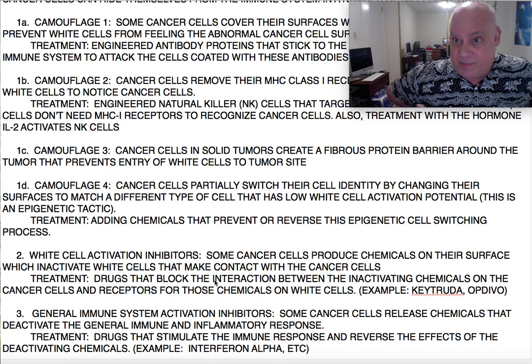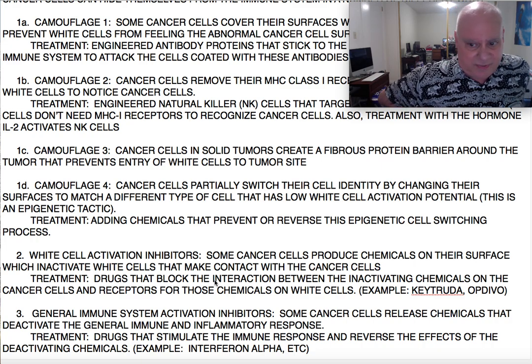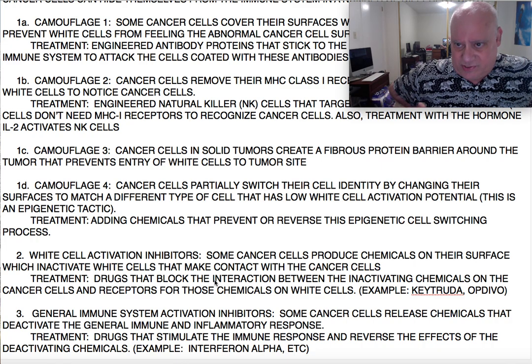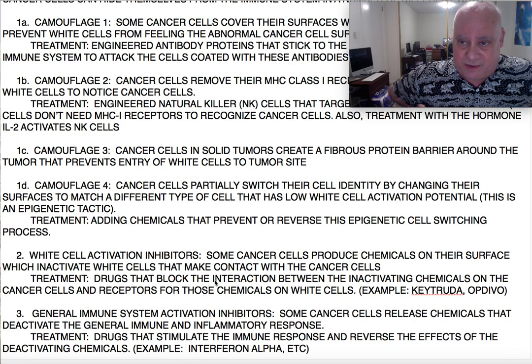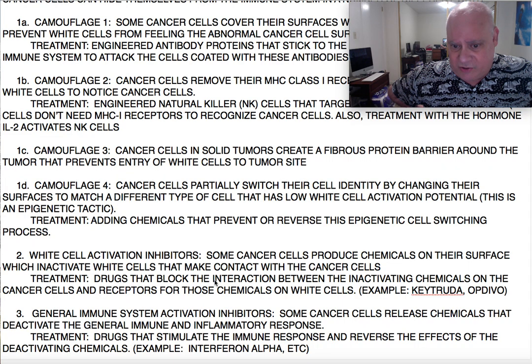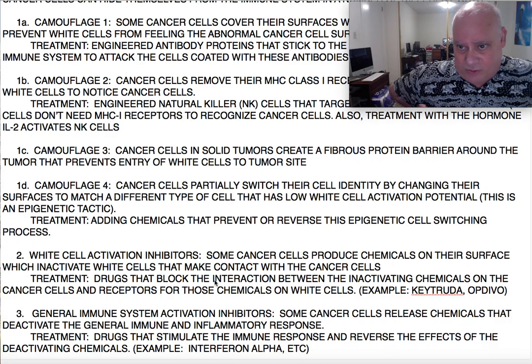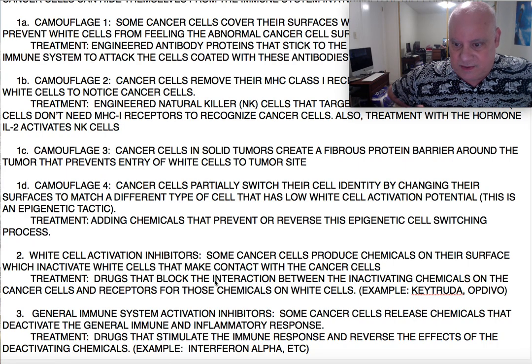Some of those chemicals have already made it to drugs that are now standard in chemotherapy use. So things like Keytruda, you probably have seen ads for these drugs. Keytruda, Opdivo, these are chemicals that block the interaction between cancer cell deactivators and the receptors on immune cells that bond to those deactivators. So when you give somebody Keytruda or Opdivo, if their cancer cells are deactivating the white cells, they can no longer deactivate the white cells because these chemicals interfere with that process.